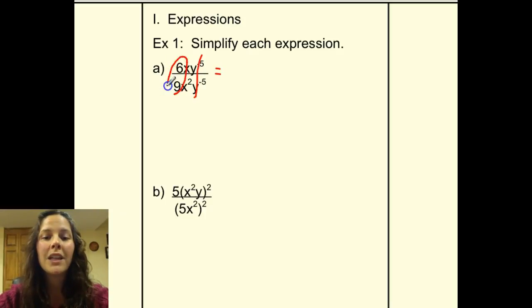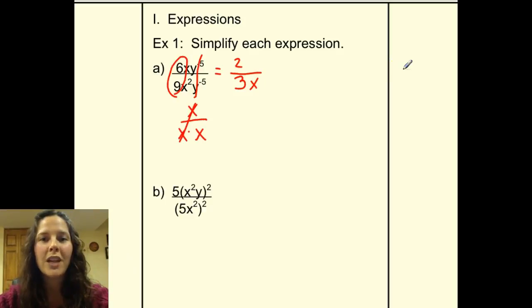Coefficients, we simplify like numbers. A lot of students want to start treating coefficients like exponents once they're combined with power rules. 6/9 as a fraction, they're both divisible by 3, would give us 2/3. And then our x's. If you think about multiplying that x squared out as x times x, one of the x's would cancel, leaving you with an x in the denominator. So our simplified expression is 2 over 3x.